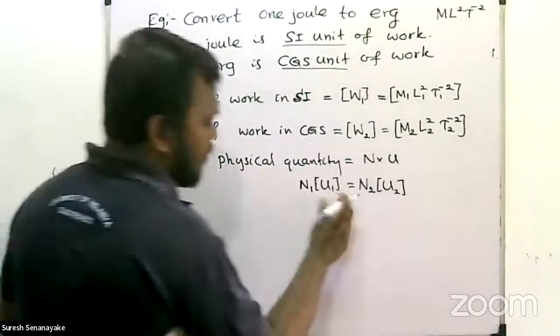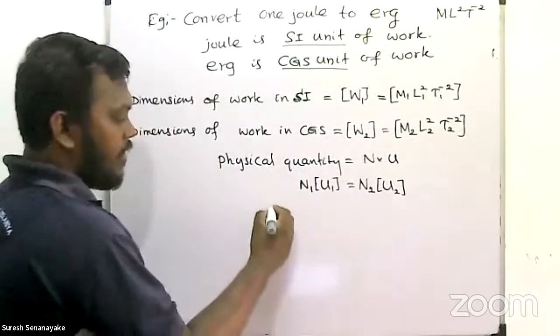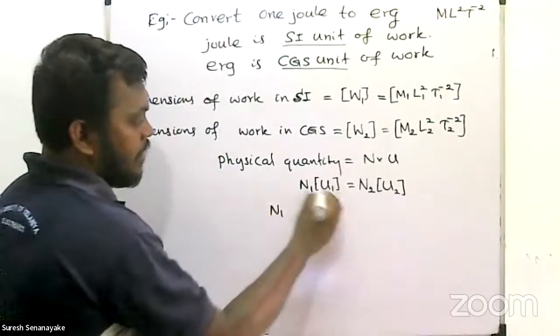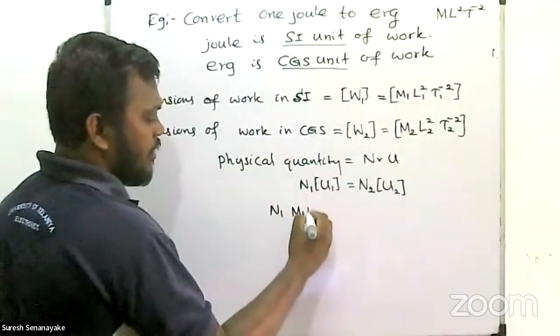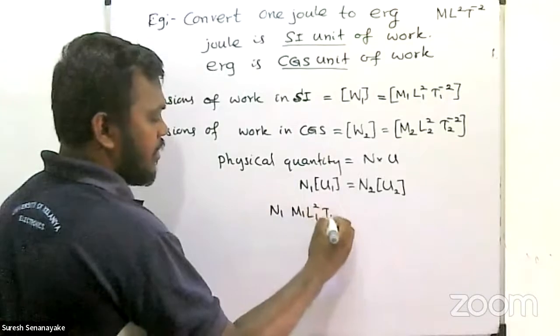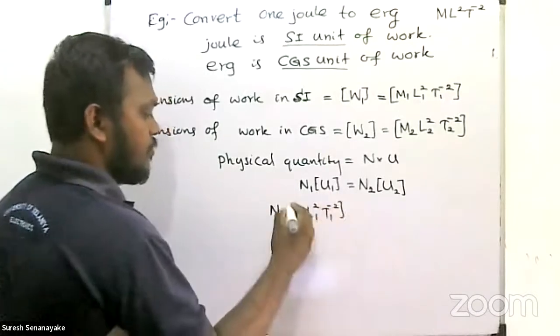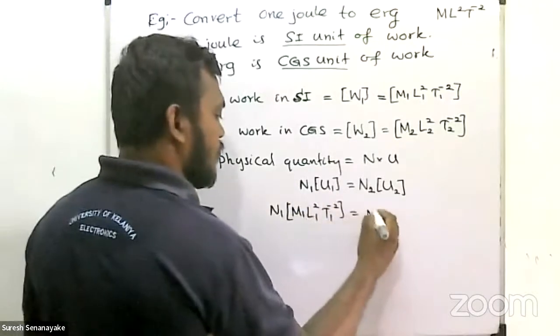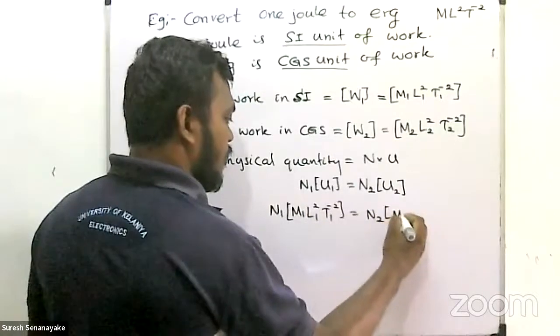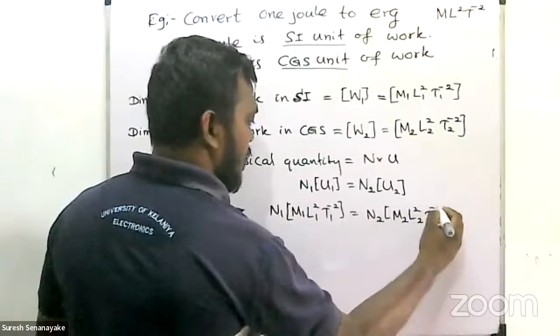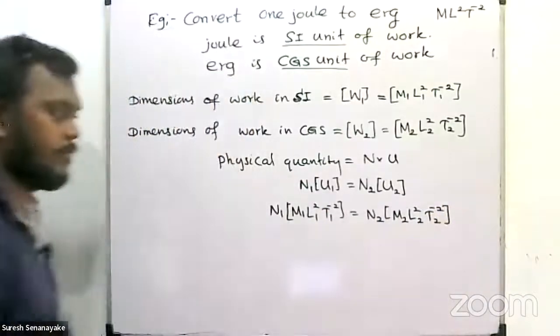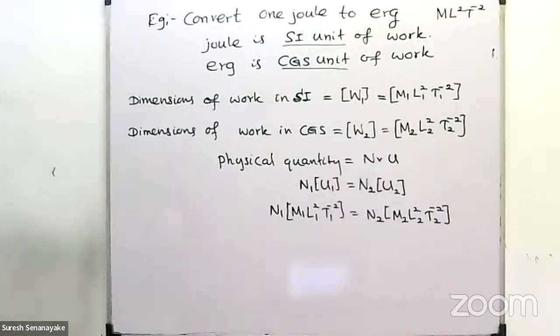The dimension of this unit is, in one system, M1 L1 squared T1 to the power minus 2, and in the other M2 L2 squared T2, and we can use this.